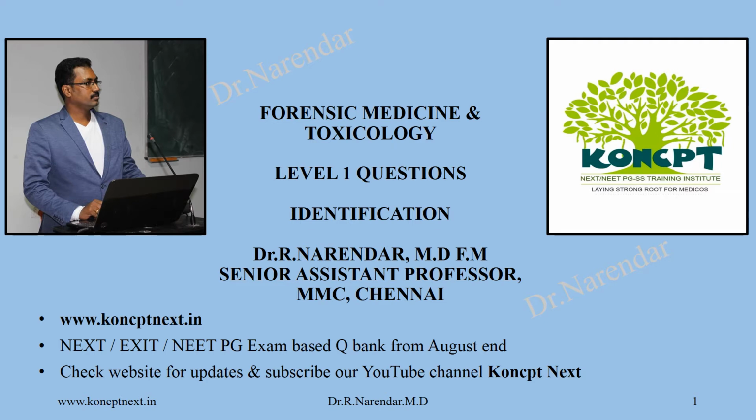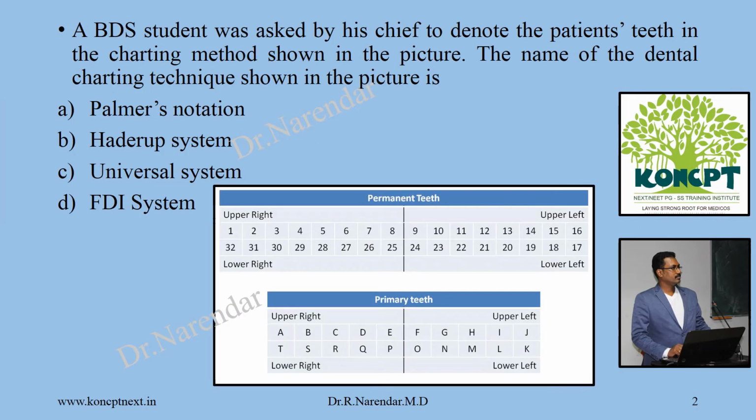Now we are going to see one level 1 question in the chapter Identification. Coming to the question, a BDS student was asked by his chief to denote the patient's teeth in the charting method shown in the picture. The name of the dental charting technique shown in the picture is option A, Palmer's notation, B, Harrop system, C, universal system, and D, FDI system.